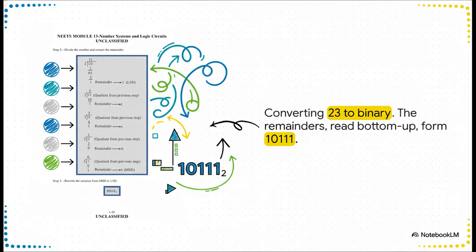Now, remember the rule. We read the remainders from the bottom up. So that gives us 1, 0, 1, 1, 1. And that's it. 23 in decimal is 10111 in binary.